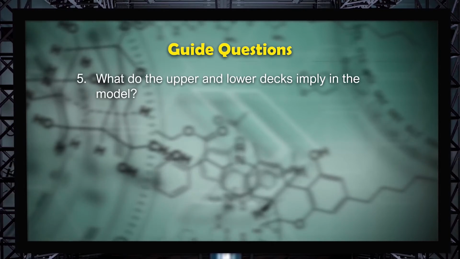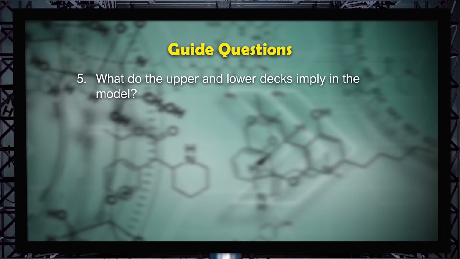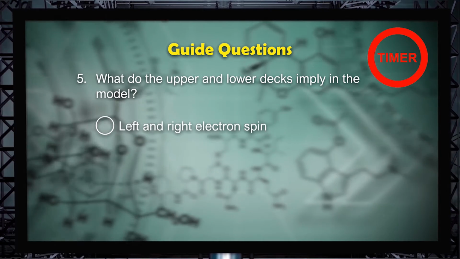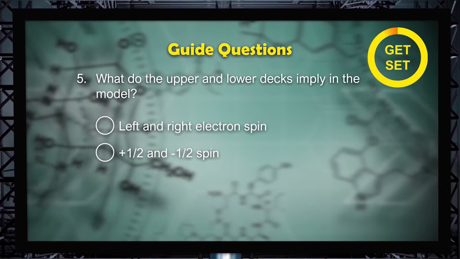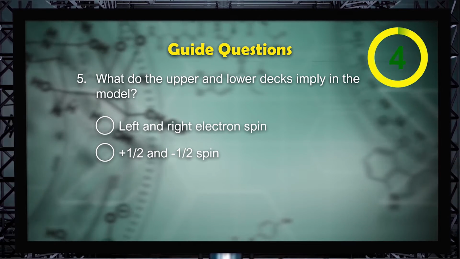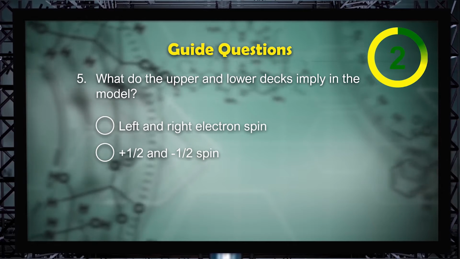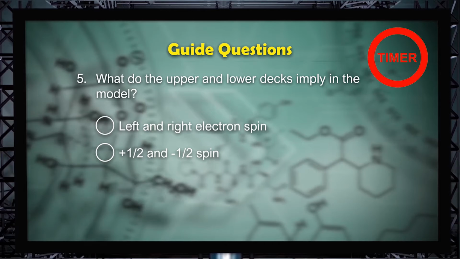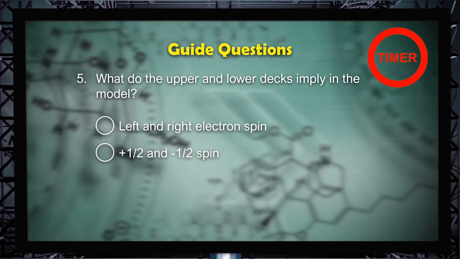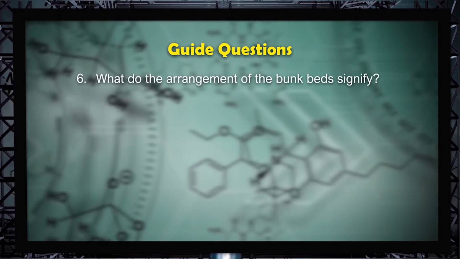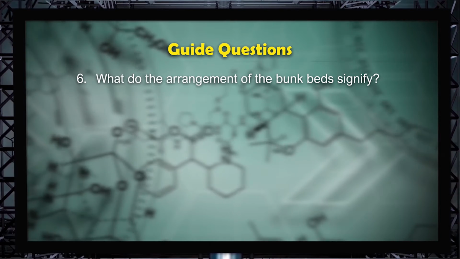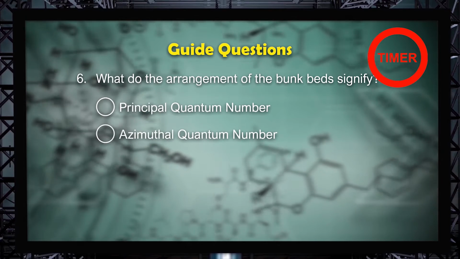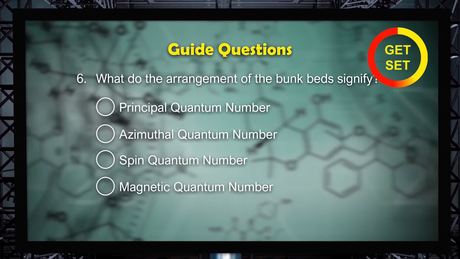Number 5. What do the upper and lower decks imply in the model? Left and right electron spin, positive half and negative half spin. Number 6. What do the arrangement of the bunk beds signify? Principal quantum number, azimuthal quantum number, spin quantum number, magnetic quantum number.